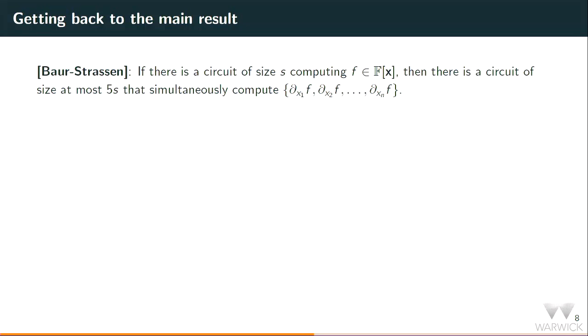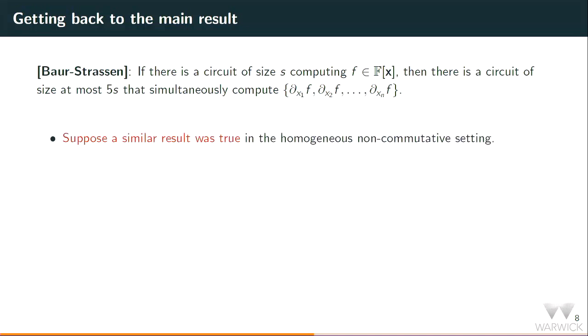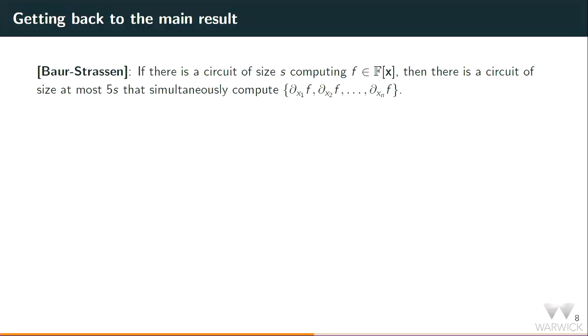What do they show? They show that if there is a circuit computing a polynomial of size s, then there is also a circuit of size at most 5s that simultaneously computes all its partial derivatives. Okay, so now the point is we want to use that because this in some sense is going to give you an additional n factor in the lower bound.